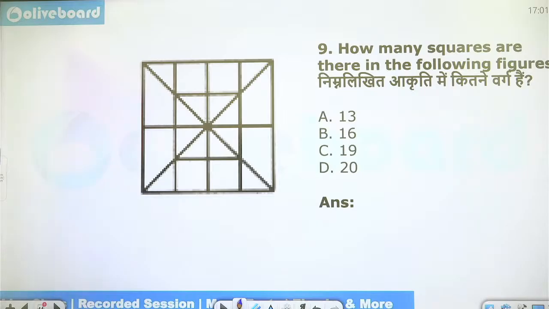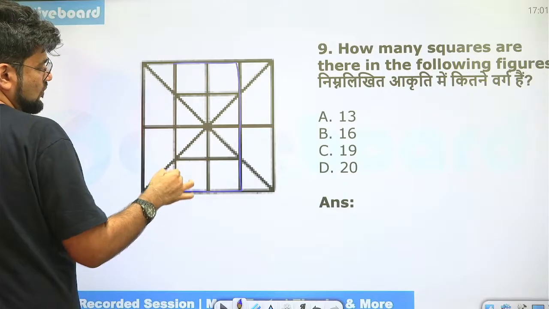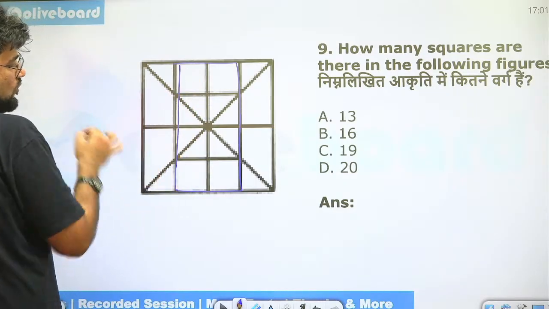Right, now what are we looking at here? So we will look at this central grid separately. Okay, this grid has 1, 2, 3, 4 rows and 2 columns.